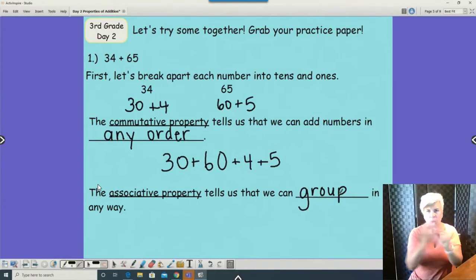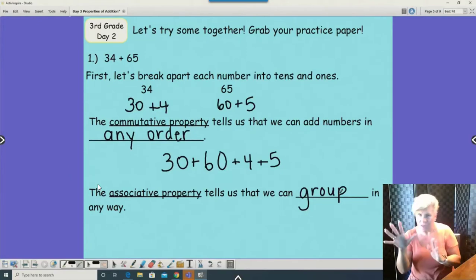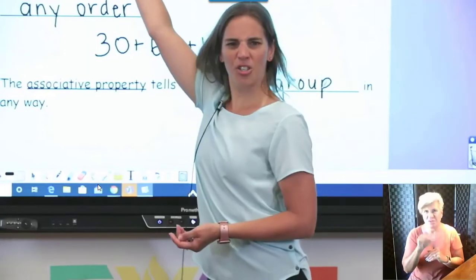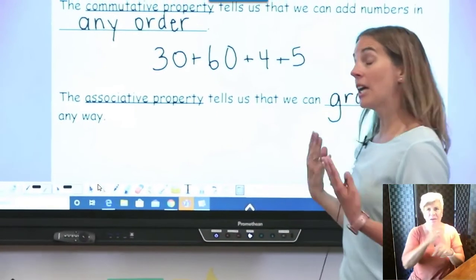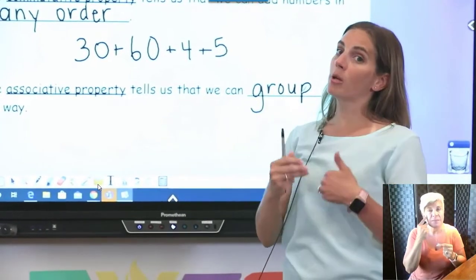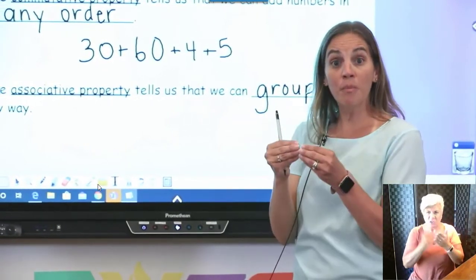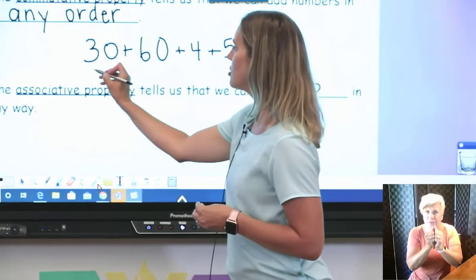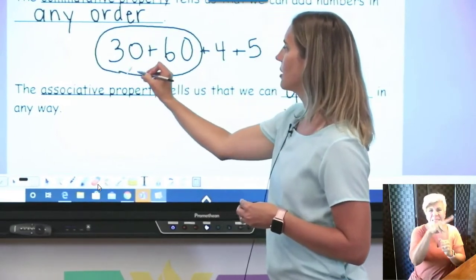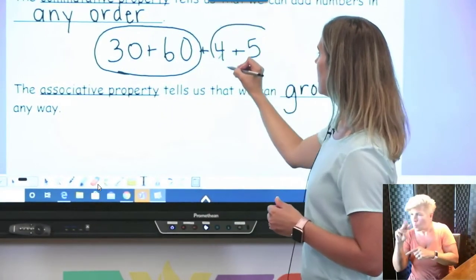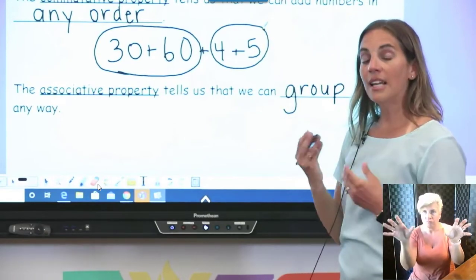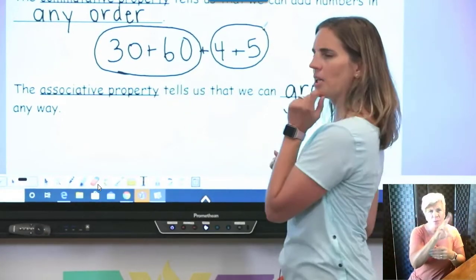Okay, well, let's think about that. Which numbers are going to be the easiest to add together? Would it be easier to add 30 plus 4 and then 60 plus 5 and then add those together? No, that's just our original problem. That's just too hard. So what I can do is think back to when we drew those place value blocks. We grouped them together based on their place value. So let's group these tens together. And then let's group these ones together. Now let's solve that. What's 30 plus 60?